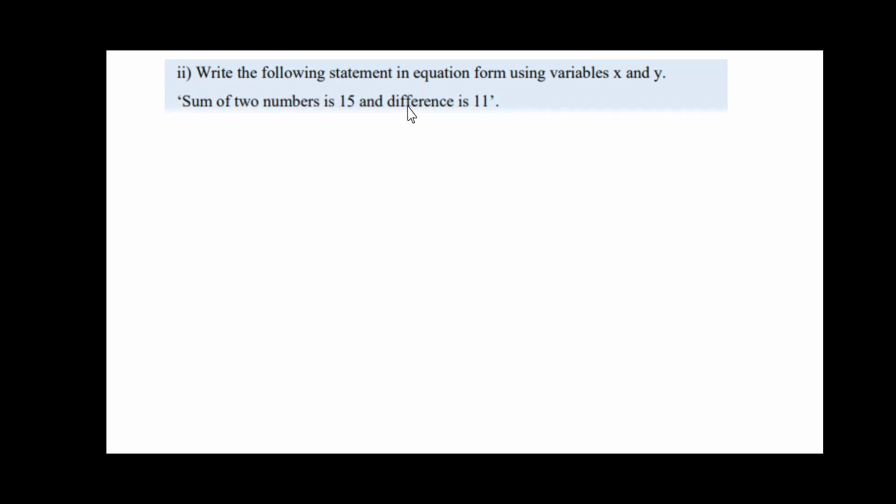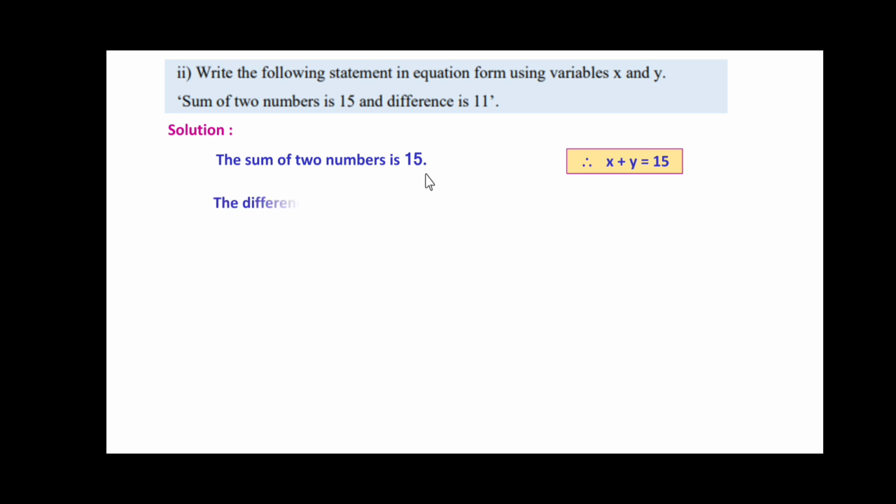Now we'll see the second question. Write the following statement in equation form using variables x and y: the sum of two numbers is 15 and the difference is 11. We know that the sum of the two numbers is 15. Let the two numbers be x and y. So x plus y is equal to 15. We get the mathematical equation from the statement. Second, the difference between these two numbers is 11. So we get x minus y is equal to 11. This is the second equation.